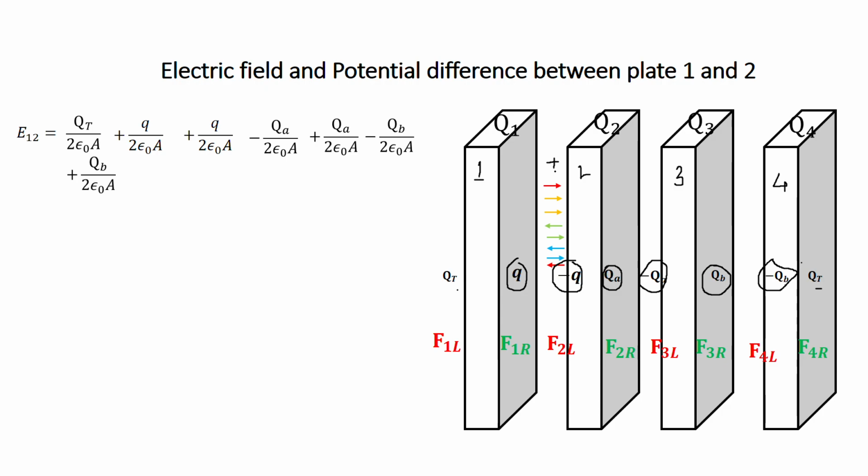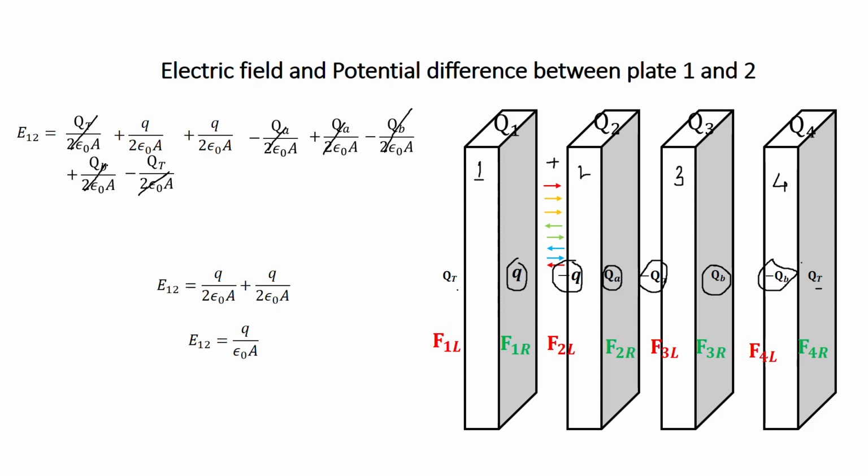It is shown by this yellow arrow, and its magnitude will be minus qt divided by 2 epsilon naught A. Now notice that these two charges, plus qt and minus qt, will cancel out. Similarly, minus qa divided by 2 epsilon naught A and plus qa divided by 2 epsilon naught A will cancel out. And minus qb divided by 2 epsilon naught A and plus qb divided by 2 epsilon naught A will also cancel out. So the net electric field between 1 and 2 will be q divided by 2 epsilon naught A plus q divided by 2 epsilon naught A, which equals q by epsilon naught A.